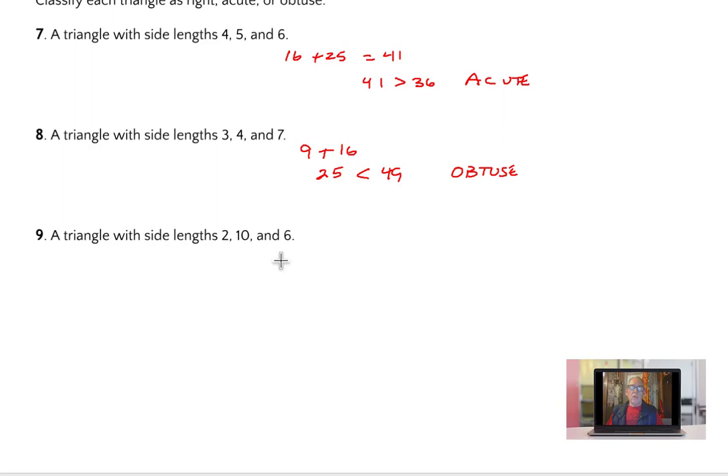Here we have a 2, 10, and a 6. So we have to look at the longest side length as being the hypotenuse. There's sort of a trick in the order here. So basically we're checking to see if 2 squared plus 6 squared and how that relates to 10 squared. So 2 squared is 4, 6 squared is 36. That gives us 40 versus 100. And 40 is less than 100. That means this is going to be an obtuse triangle. And that's all there is to that.